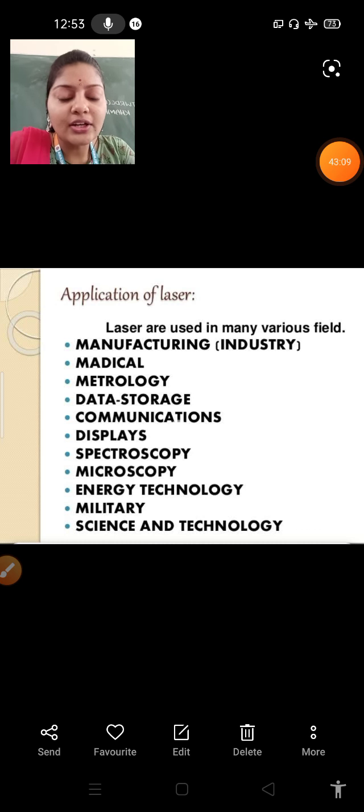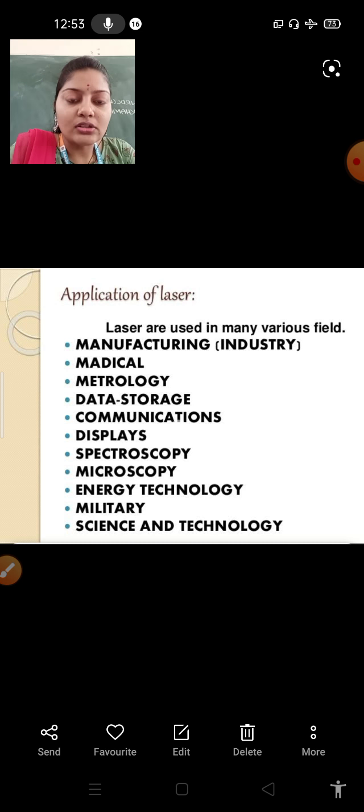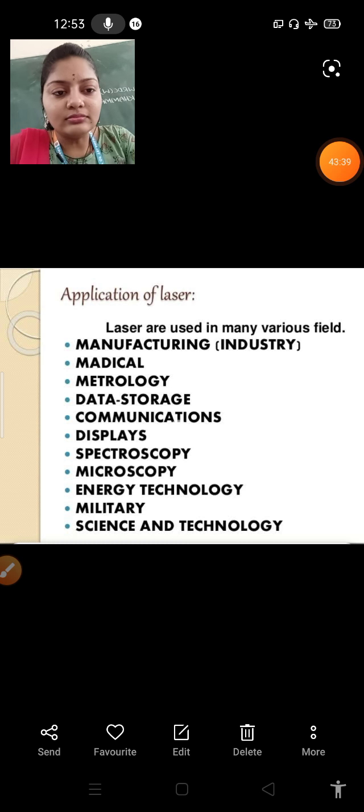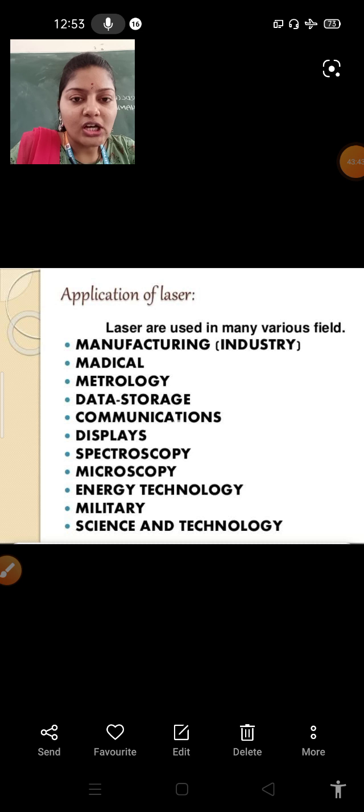Lasers are used in many various fields. One is manufacturing industries, and medical applications, and metrology, and next data storage. To store data also, lasers can play a major role, and for communication purposes we can also use lasers. And next spectroscopy, microscopy, energy technology, and military purposes, where we use lasers to detect objects. And next, scientific research and technology also use lasers.